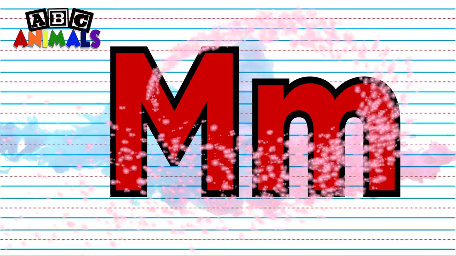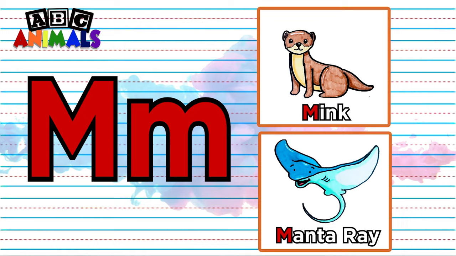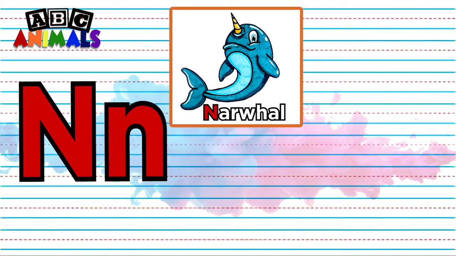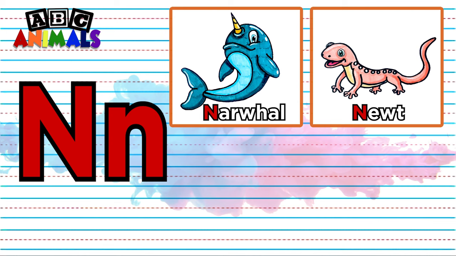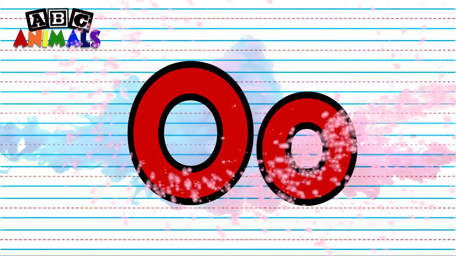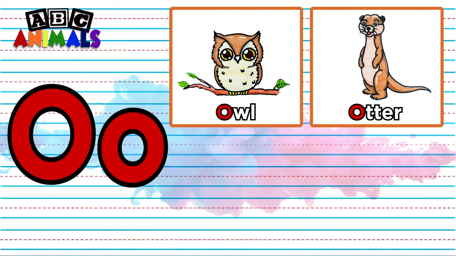M is for mink. Manta ray. M. N is for newt. Nautilus. Wow. O. O is for owl. Otter. Ocelot. Octopus.